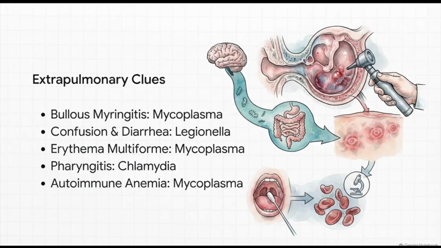Now, what's absolutely fascinating here are these extrapulmonary clues. Atypical pneumonias frequently cause some truly bizarre symptoms outside the lungs. Like if a young adult living in a dorm has a persistent cough and you look in their ear and see bullous myringitis, which is literal blisters on the eardrum, that is a massive red flag for mycoplasma. Or if an older patient comes back from a cruise ship with pneumonia, plus confusion and diarrhea, you absolutely have to suspect Legionella. The fact that a lung infection can cause a target rash or even autoimmune anemia just shows how wildly systemic these pathogens can be.